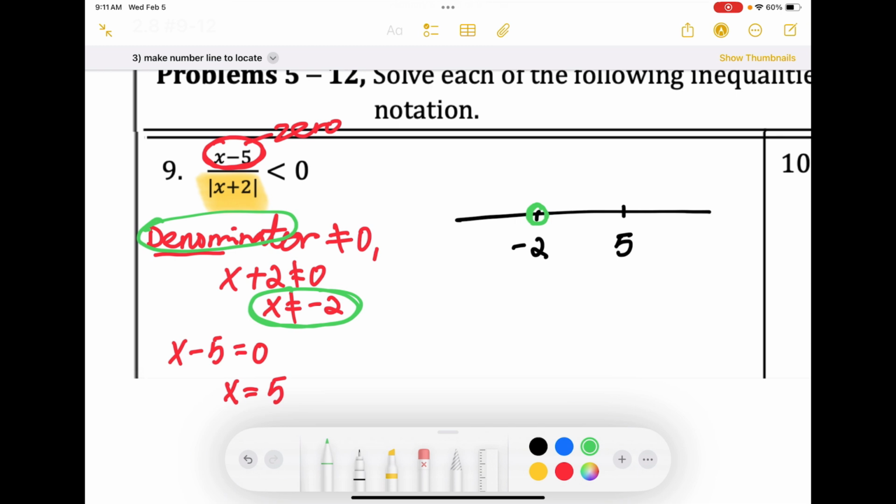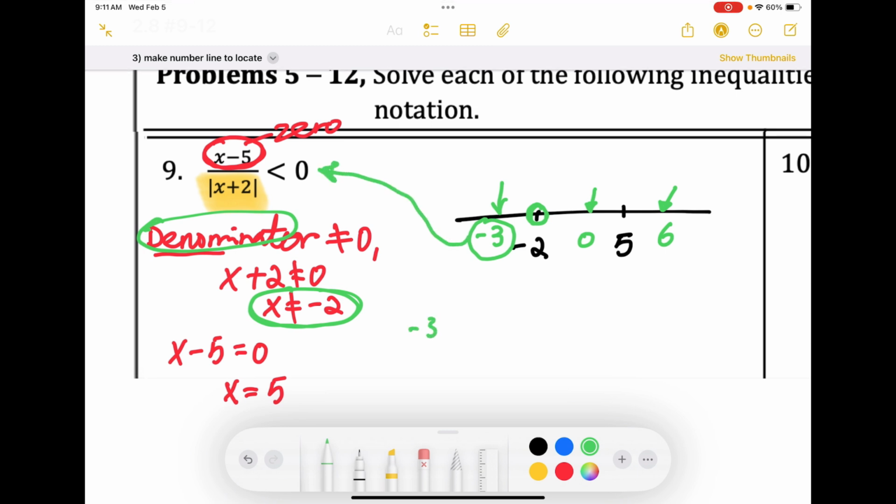Now, when we want to check it, I'm going to pick some number on the left side, so I'm going to check -3. I'm going to check some number between -2 and 5, so I'm going to choose 0. I'm going to check some number bigger than 5, I'm going to pick 6. Again, when you check the number, we go back to the original equation.